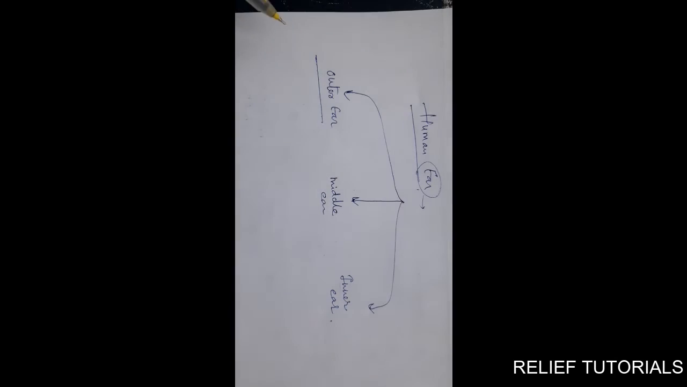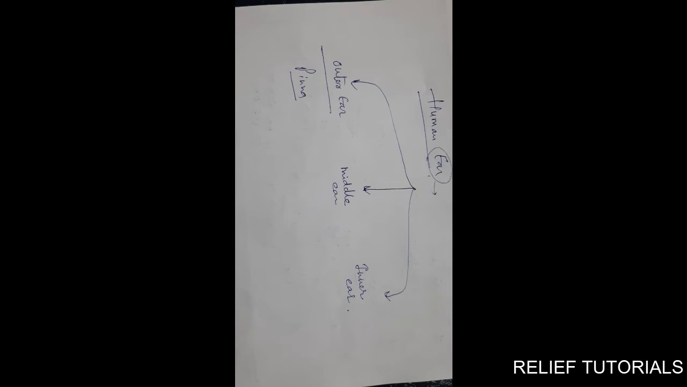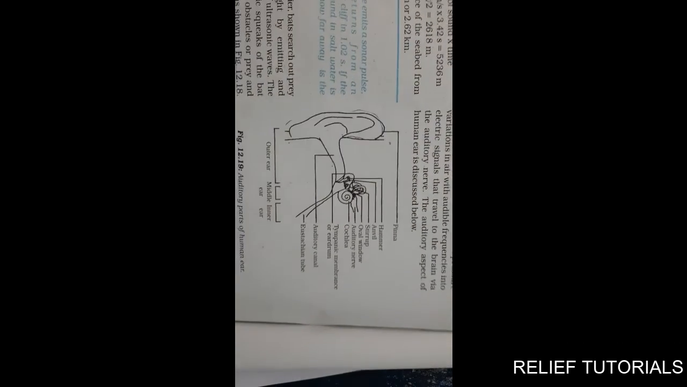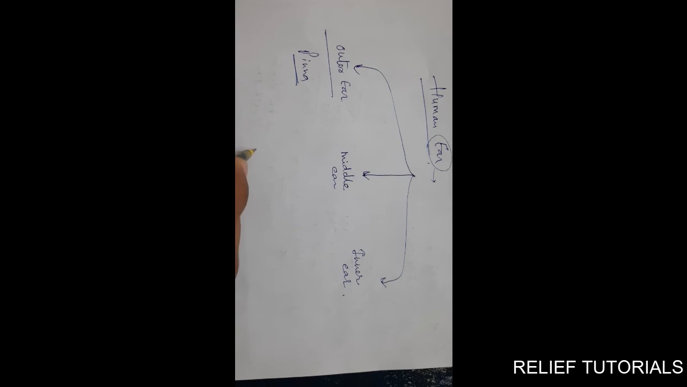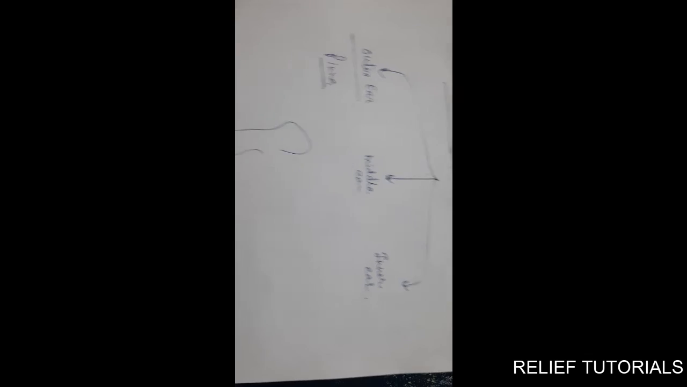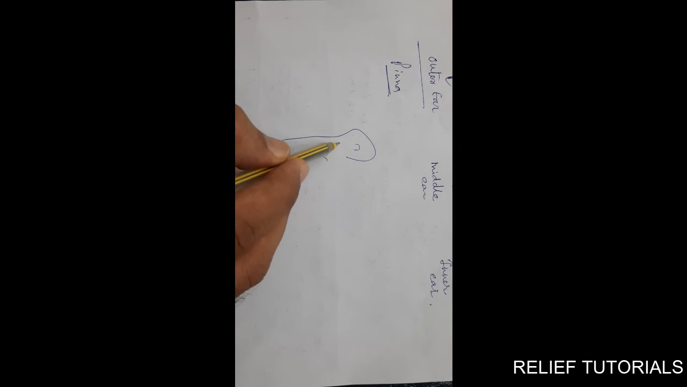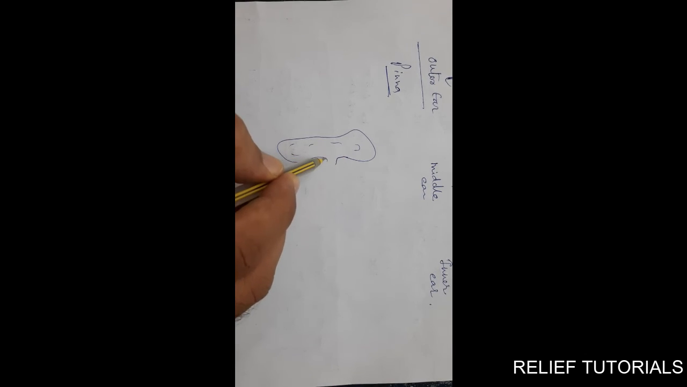That part is normally called as pinna. Outer ear is called as pinna. This part, the outer ear part is called as pinna. Okay, so normally pinna having the structure, like for example here is the pinna. This pinna having some projections and particular valleys are there.